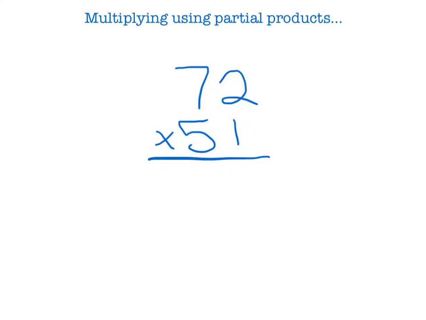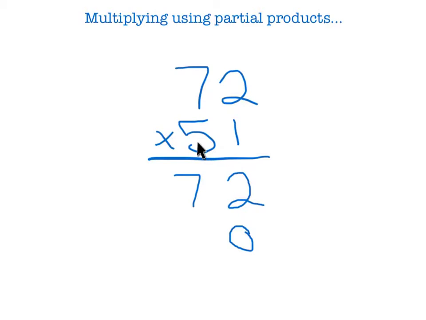1 times 2 is 2. Now we're going to multiply again our 1, but this time we're going to multiply it to the 7. 1 times 7 is 7. Good. Now, because I have used the 1 already and I'm done with it, I'm going to put a 0 here to represent that we are done with the ones place. We're now moving on to the tens place.